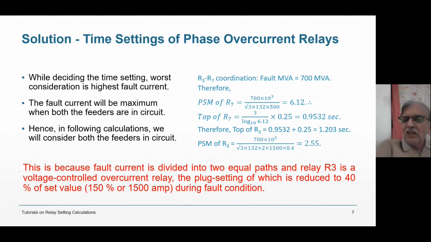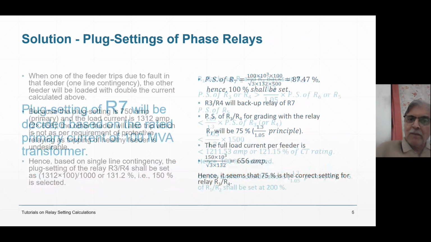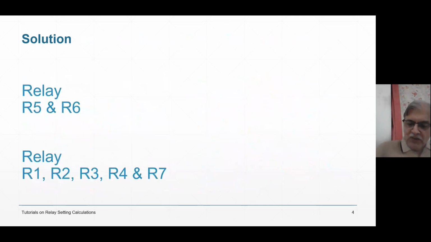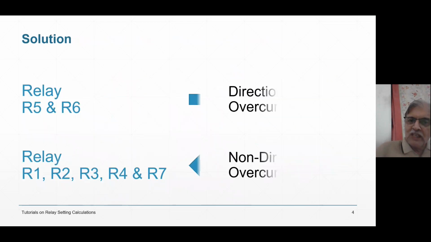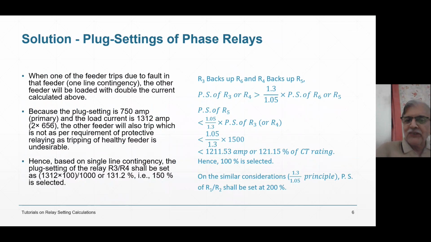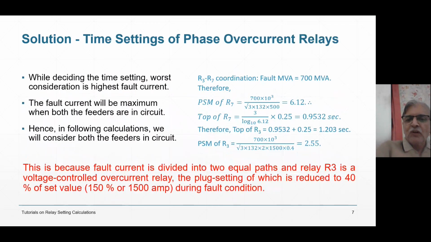So what is PSM of R3? Once again looking at that figure, the 700 MVA is divided into two parts because there are two parallel lines. So when I go for PSM, I divide by 2. Therefore, PSM of R3 is 700 into 10 raised to 3 over root 3 into 132, divided by 2, and 1500, because 150% of 1000 in primary terms, 1500, is the plug setting, and 0.4 because it is a voltage controlled overcurrent relay and the fault has occurred. R1, R2, R3, R4 are voltage controlled overcurrent relays. Therefore my PSM is 2.55. So this is what I have written in red.